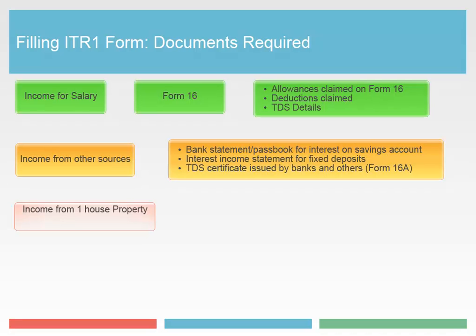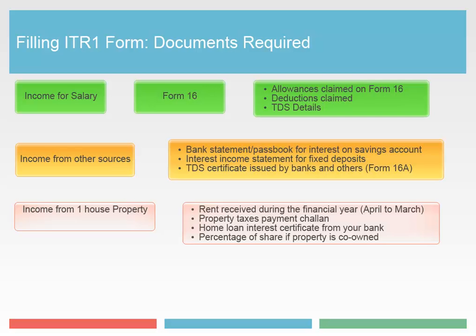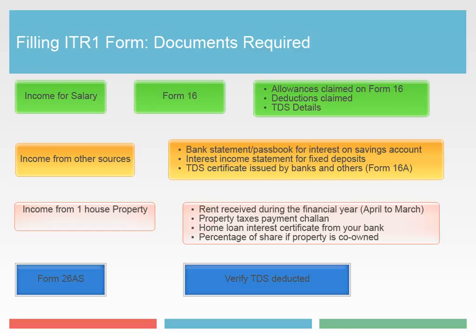For income from house property, you need documents depending on whether you have taken a home loan, and whether you are living in the house or not. You also need to verify TDS deducted using Form 26AS.